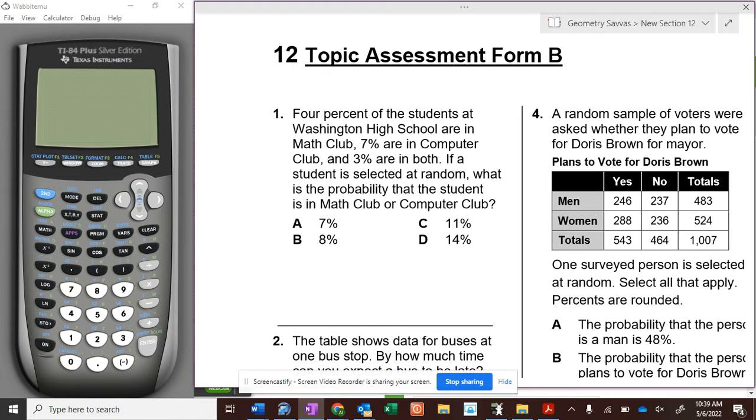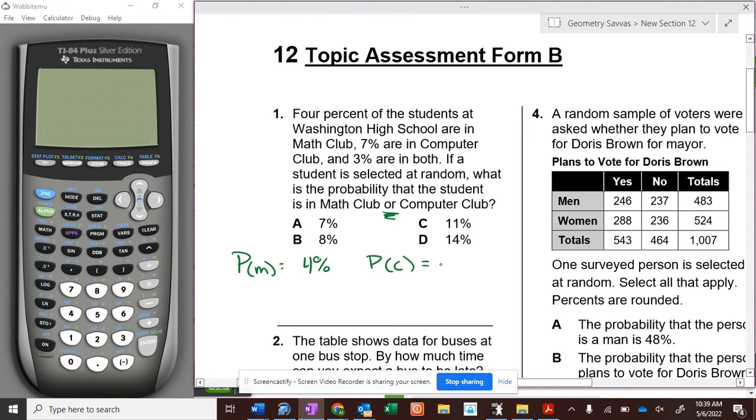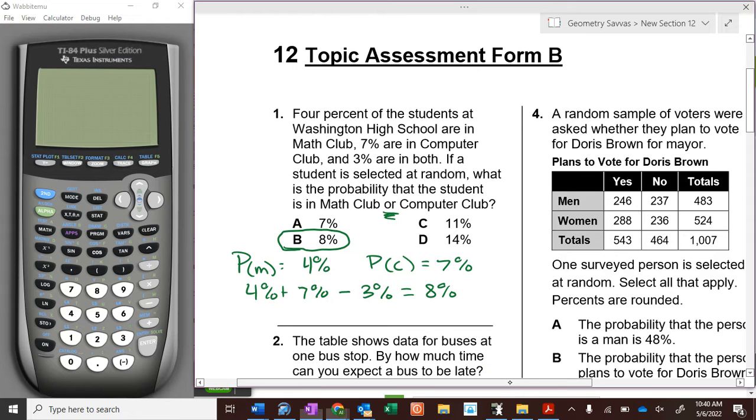Okay. 4% of the high school students at Washington High School are in math club, 7% are in computer club, 3% are in both. If a student is selected at random, what's the probability that they are in math club or computer club? When it's an or, you do what? Add. So the probability of being in math club is 4%. The probability of being in computer club is 7%. So you take 4% plus 7%, but you counted some people twice. Okay, so you have to subtract what? The 3% that you counted twice that are in both. So 4 plus 7 is 11, minus 3 is 8%. And that's that.